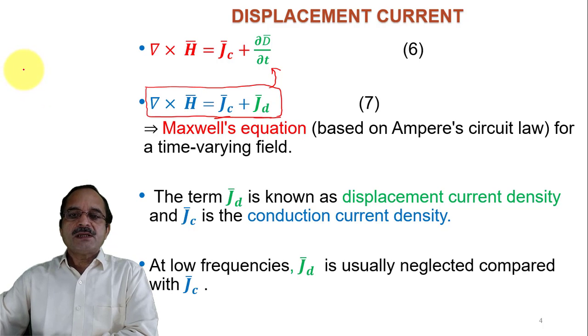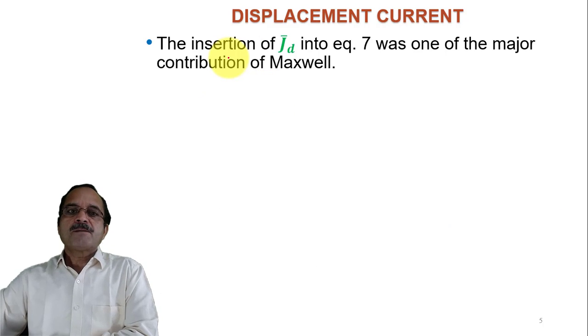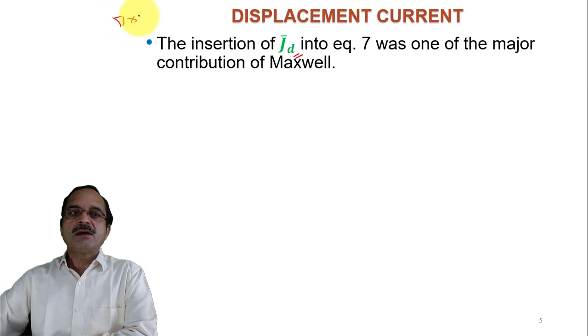So at low frequencies, JD is usually negligible as compared to JC. That means the effect of displacement current density is significant at high frequencies. So the insertion of JD, that is the displacement current density, in the curl equation, that is the del cross H equation, is one of the major contributions of Maxwell.